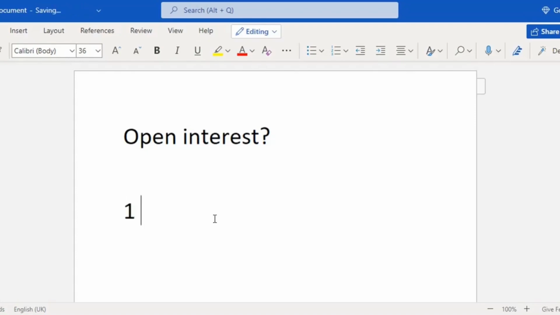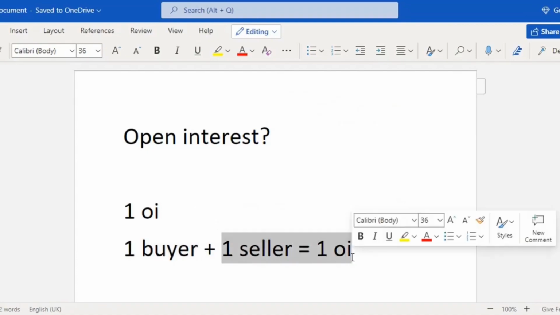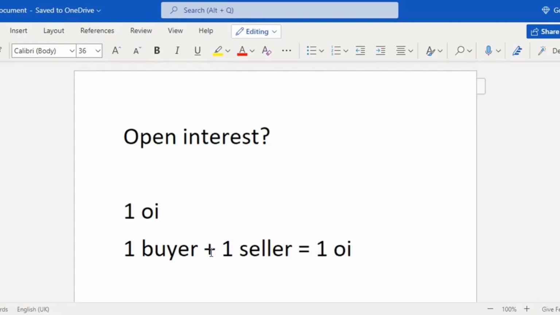What does one OI mean? OI means open interest. So we are going to use OI for open interest. All right. So what does one OI mean? Wherever one buyer meets one seller, that is where one OI is formed. That is how we calculate OI. One open contract from the buying side plus one open contract from the selling side is basically one OI. So that is how the OI is calculated.